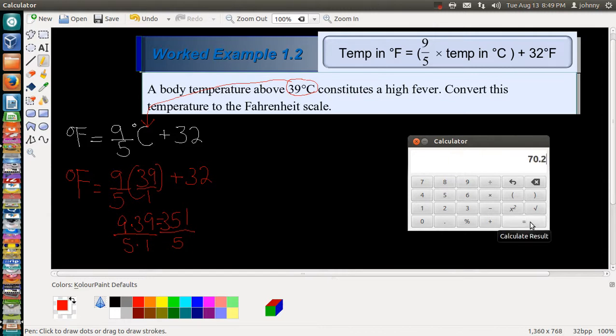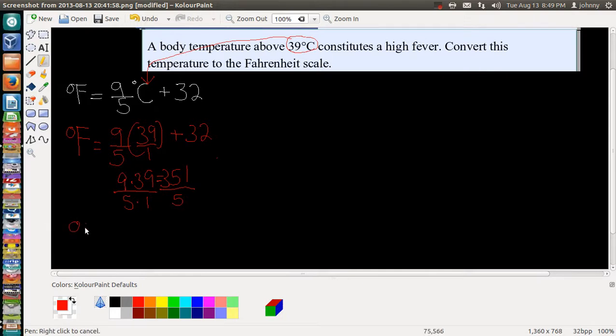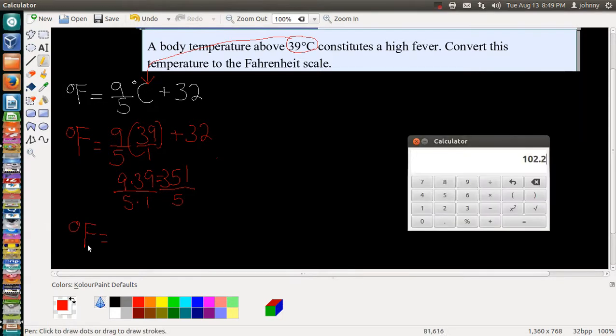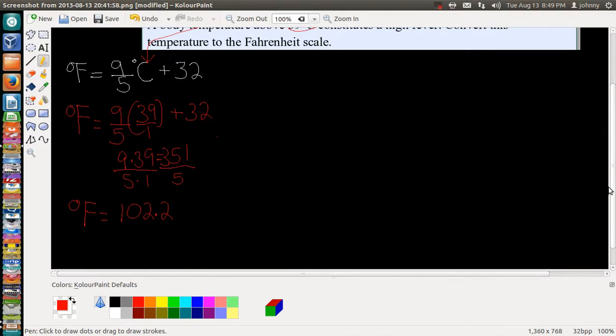equals 70.2, and then we're going to add 32 to it. Okay, in doing so we get 102.2. So the degrees Fahrenheit, let me move this down, the degrees Fahrenheit equals, what was that again, 102.2. But once again, the 39 that we used didn't have a decimal, so we're not going to keep our decimal here. So our final answer is going to be 102 degrees Fahrenheit.